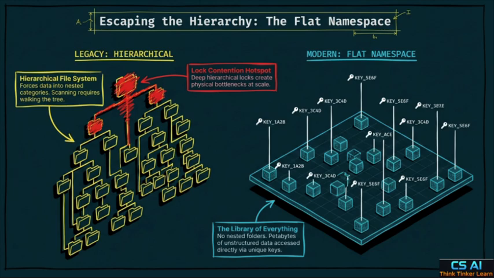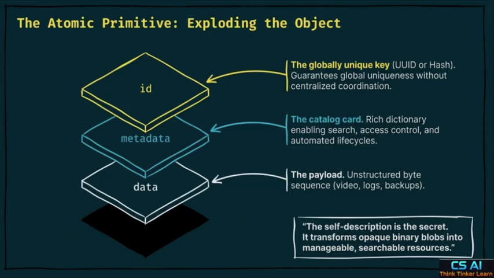Object storage utilizes a flat namespace. Think of it as a library of everything. There are no nested folders, only petabytes of unstructured data accessed directly via a unique key. This allows for near infinite horizontal scaling.